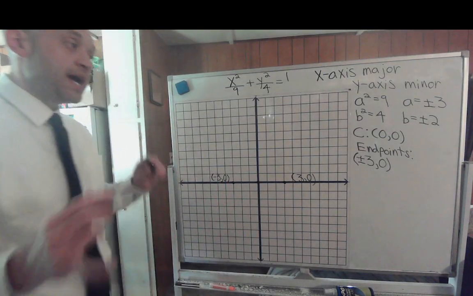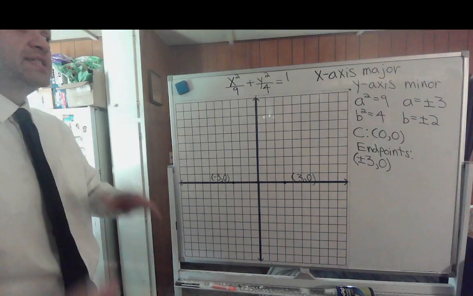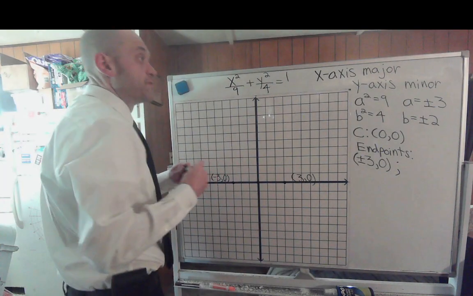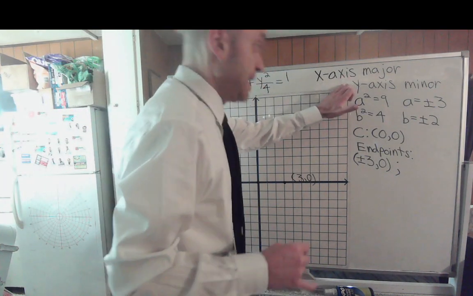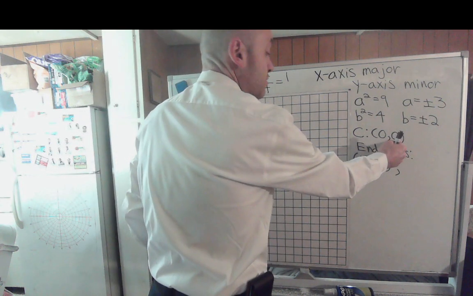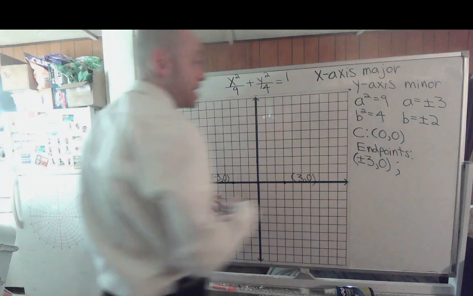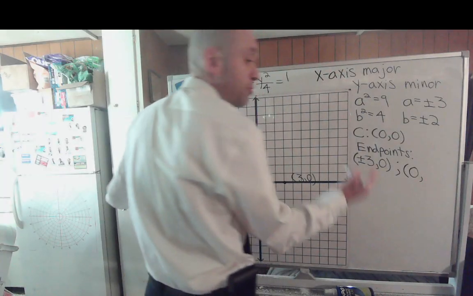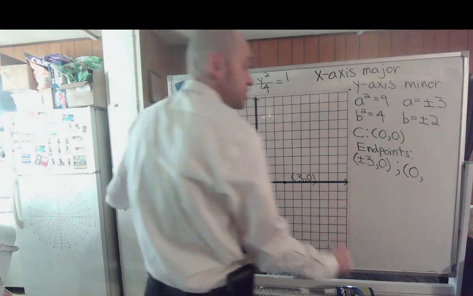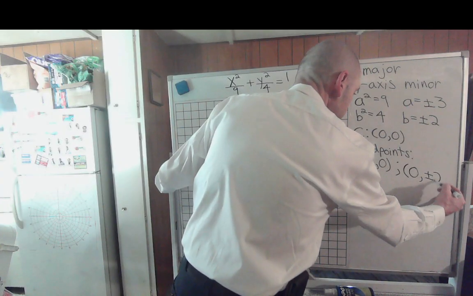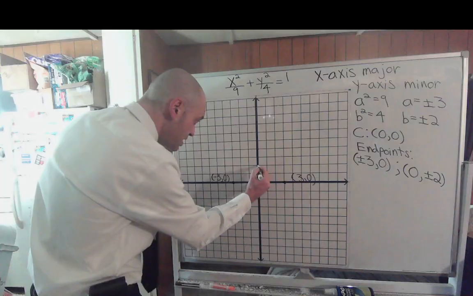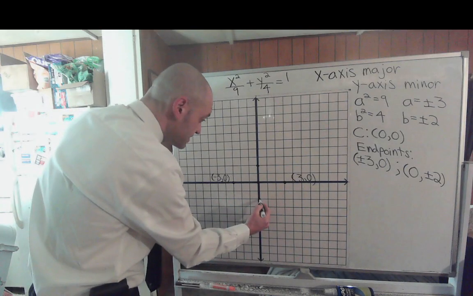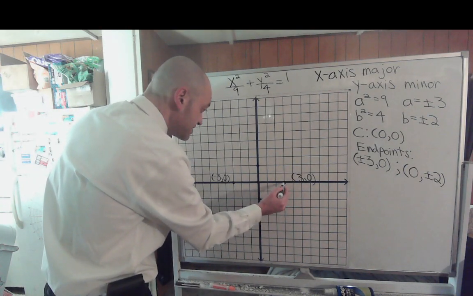But we also have to consider endpoints for the minor axis. To find it for your minor axis, the y-axis, you'll take the y-coordinate of your center and add and subtract b from that. You'll leave your x-coordinate alone, but 0 minus 2 is negative 2, and 0 plus 2 is positive 2, so you'll get coordinates of (0, plus and minus 2). So that's going to go up here. Alright, so let's connect this now.